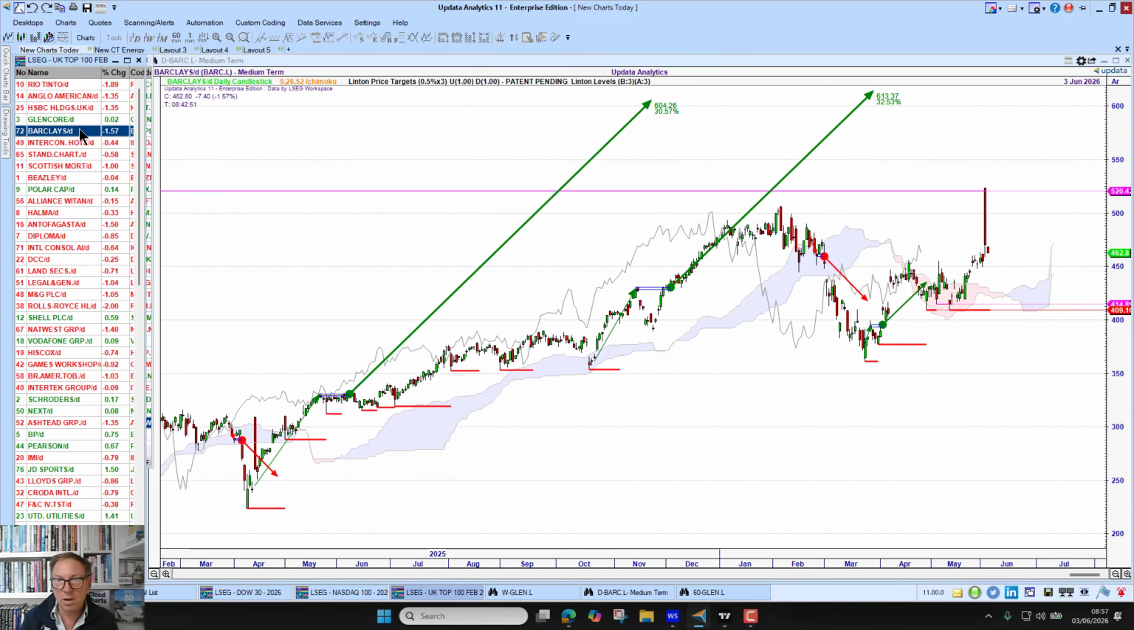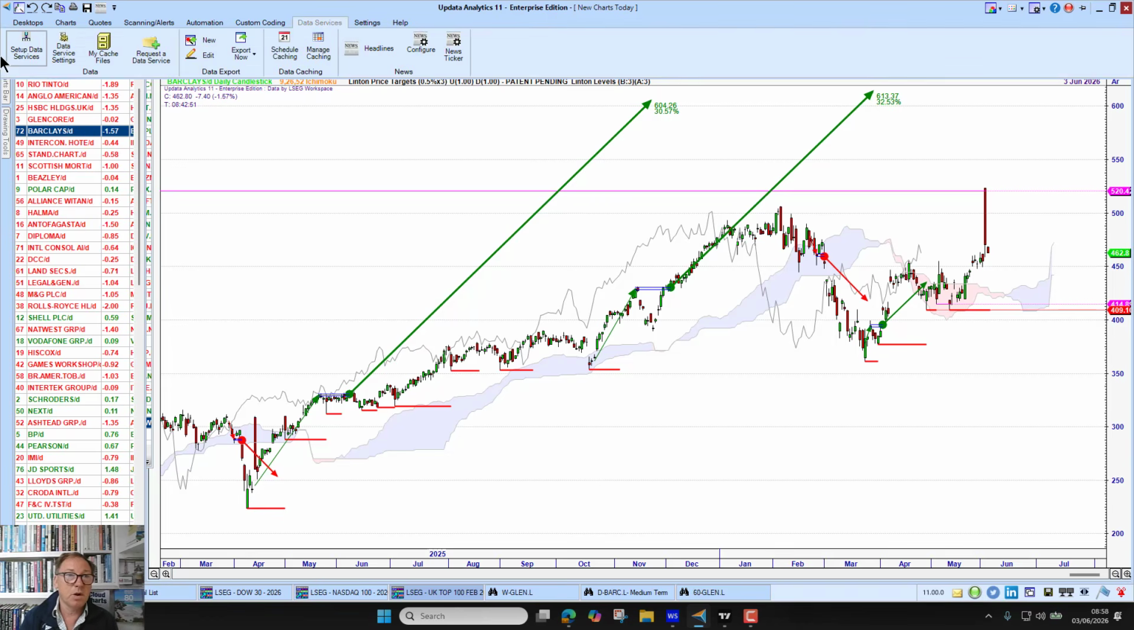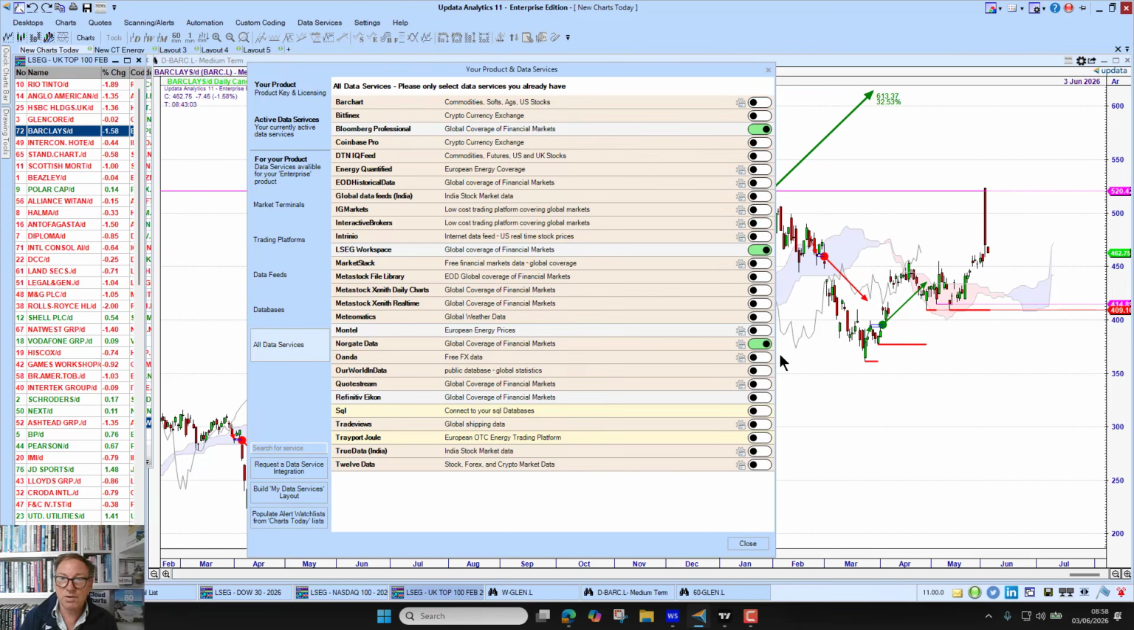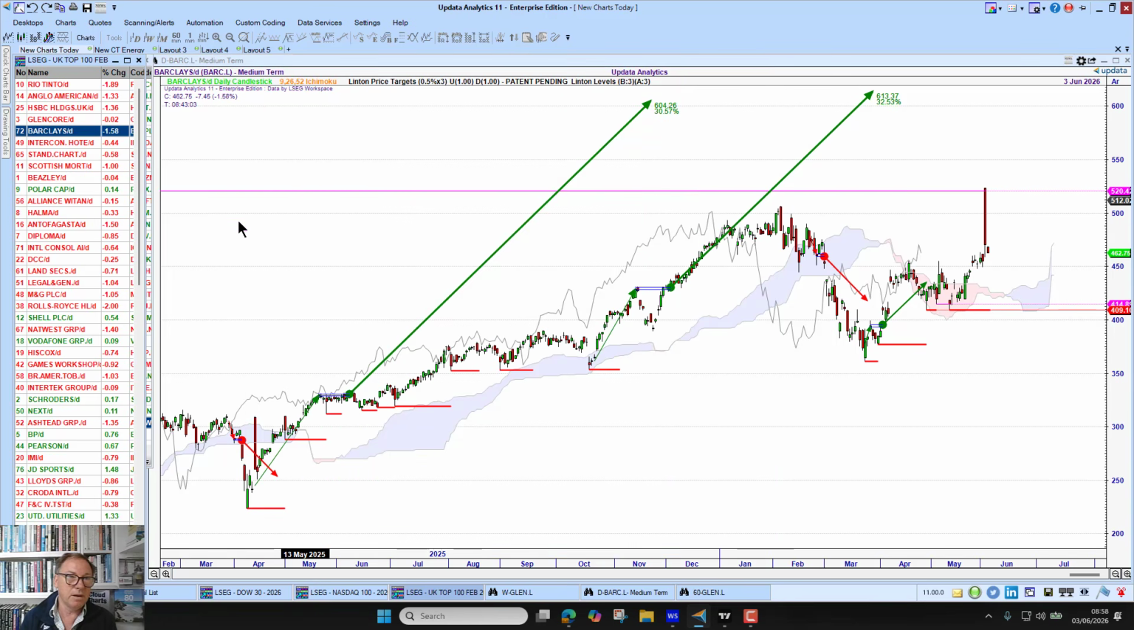I'm running here on top of LSEG. You could be running on Bloomberg. You could be running on Metastock Zenith, their feed, remembering that Updater is compatible with over 30 different data sources. So you can just choose your data source on the fly and be running on that data source. So really, really very powerful.